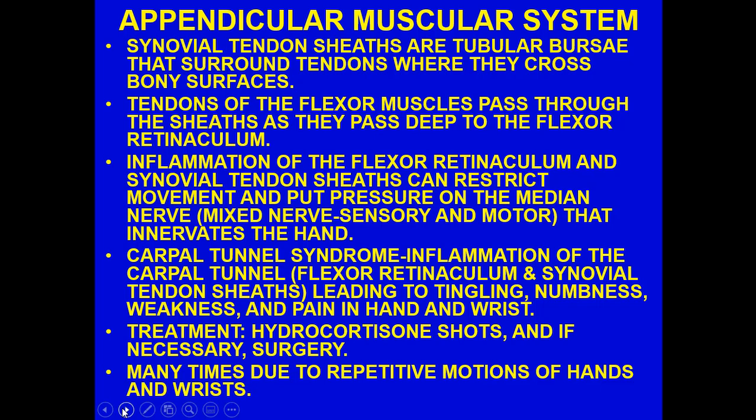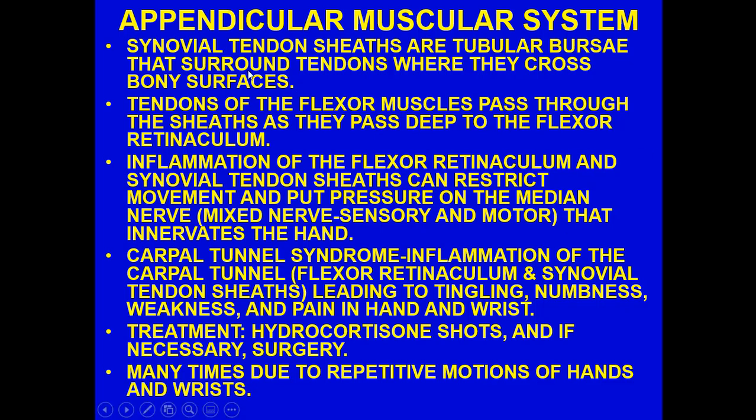And this is where you can lead to a problem called carpal tunnel syndrome. This is the inflammation of the carpal tunnel. This carpal tunnel consists of the flexor retinaculum and the synovial tendon sheaths in that area. And it leads to tingling, numbness, weakness, and pain in the hand and wrist. Now look, tingling, numbness, pain, that's all sensory heading up that way to the brain. Weakness is the motor instructions that are going through that median nerve, and they're being interfered with, so you can't get full strength of the fingers in the hand.